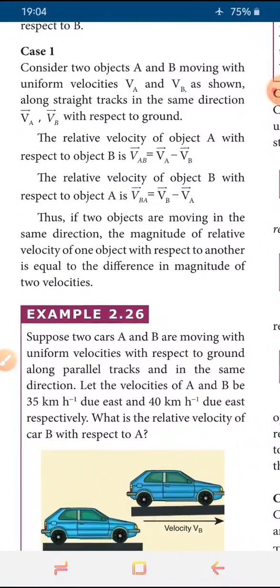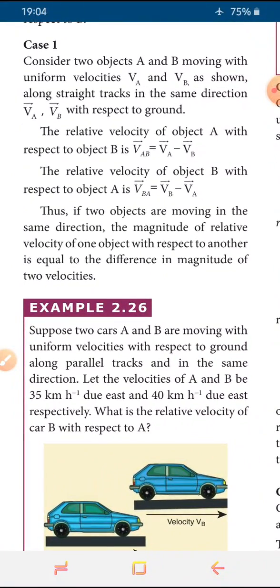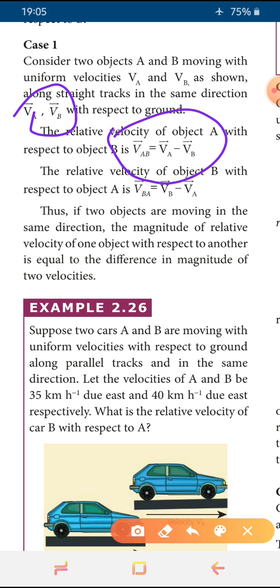And here case 1 is discussed. Say the two objects A and B are moving with velocities VA and VB respectively. They are moving along a straight line and in the same direction. The velocities are written in vector notation, VA vector and VB vector, with respect to the ground. Now the relative velocity of object A with respect to B we can write as VAB vector is equal to VA vector minus VB vector.